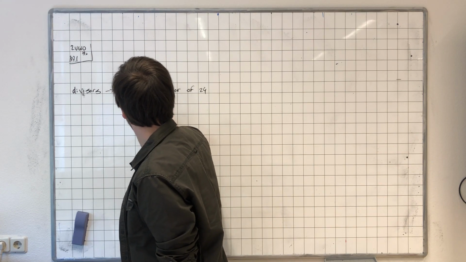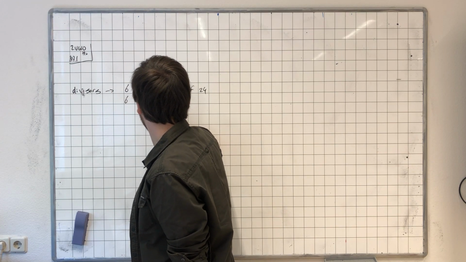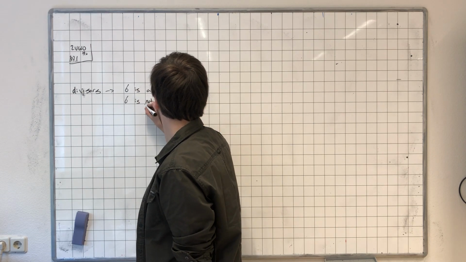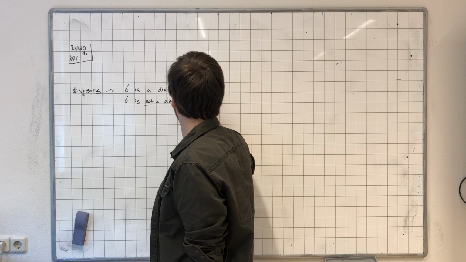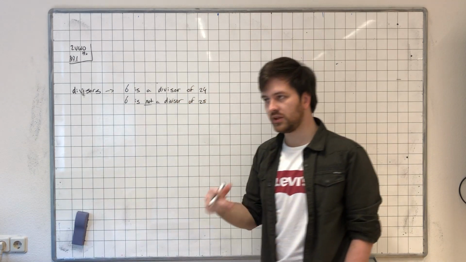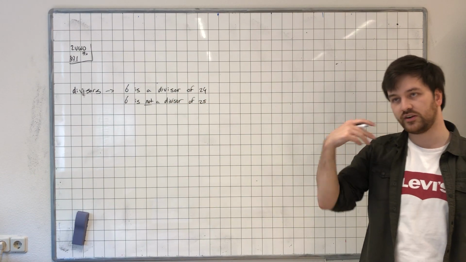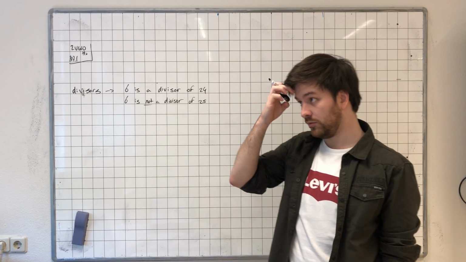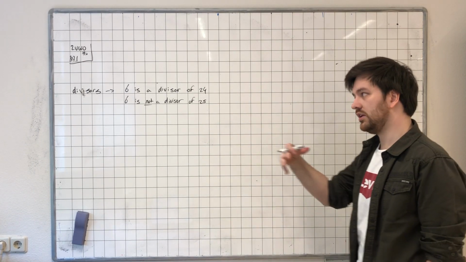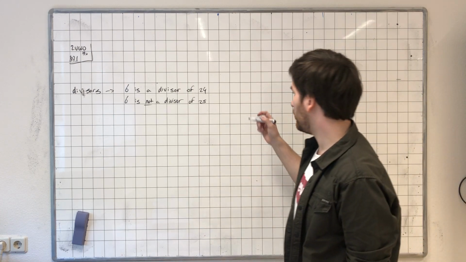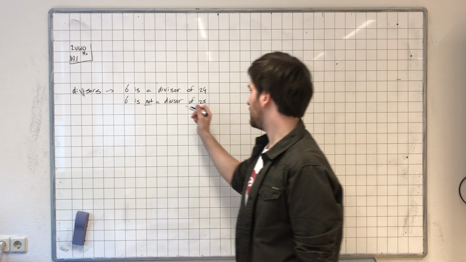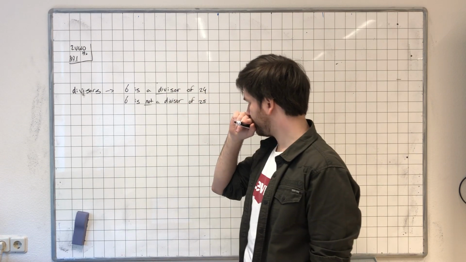6 is not a divisor of 25. Why not? Because if you have 25 divided by 6, it's 4.1666 and so on. It's not a whole number. So whenever the result of division is a whole number, then you would say it's a divisor.